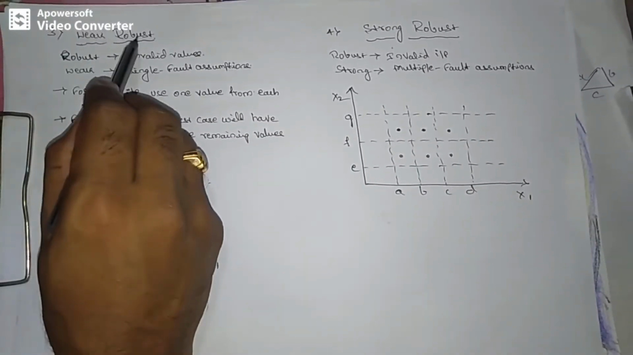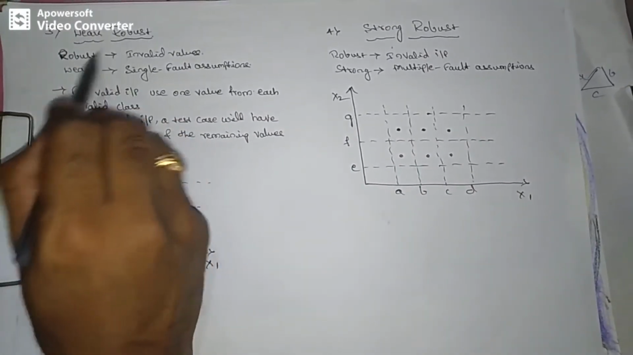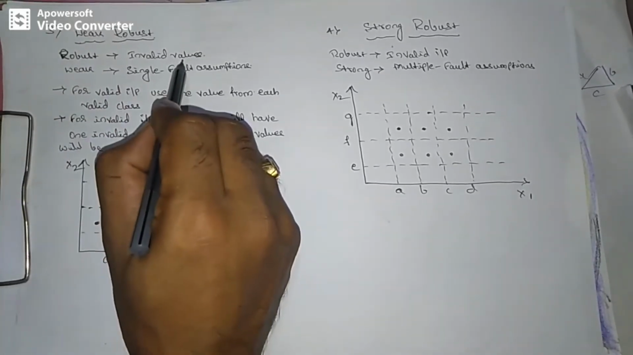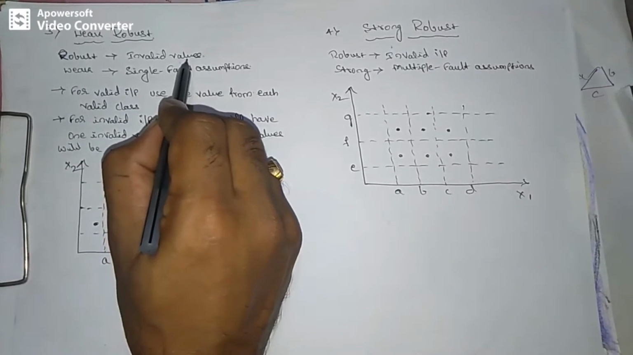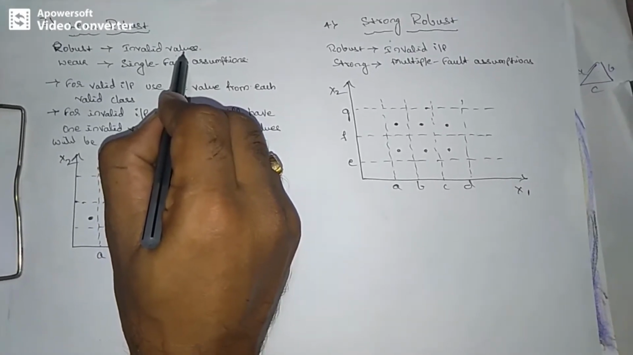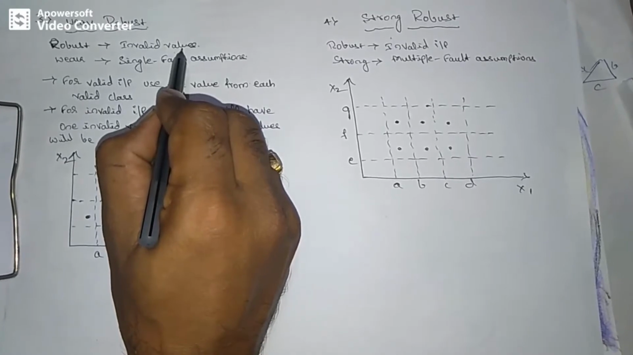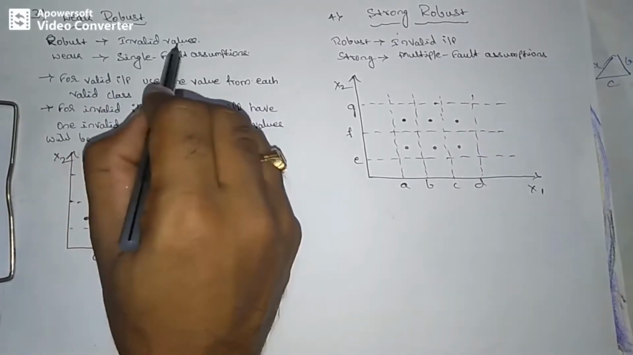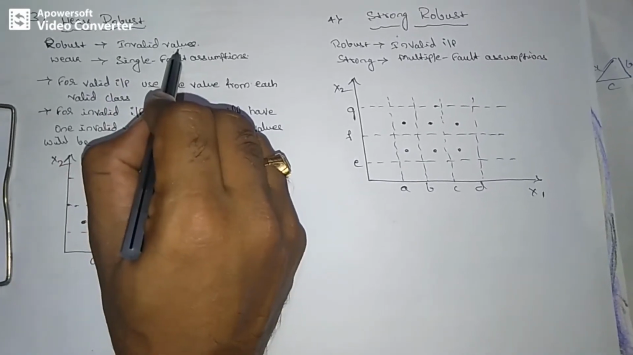Here, robust stands for invalid values. Here we are specifying the values or inputs for a testing technique that are all outside the boundary values. For example, if 1 to 10 is the lower and upper limit, then we are specifying -1 as well as 11. So we are calling these invalid input variables.